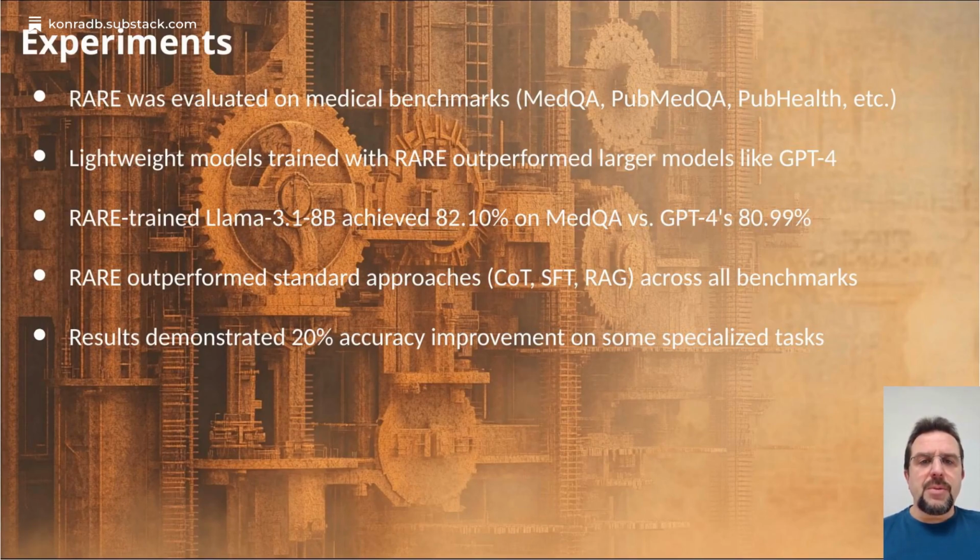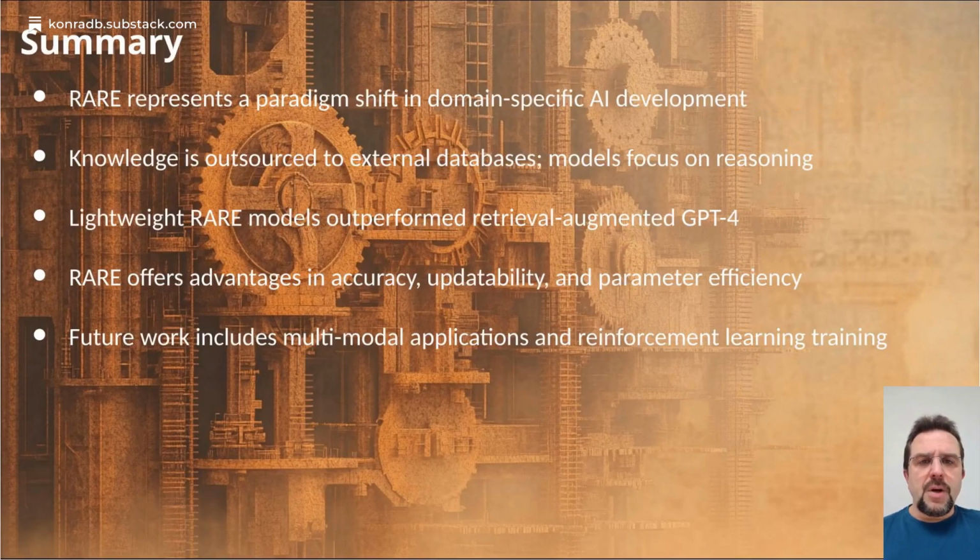The most dramatic improvements came on specialized tasks like PubMed-QA, where RARE-trained models showed up to 20% higher accuracy than standard approaches. These results validate RARE's fundamental premise. Rather than trying to pack all knowledge into model parameters, RARE externalizes knowledge to databases and focuses model training on reasoning capabilities. The results show this approach is more effective than simply scaling up models or using standard retrieval methods.